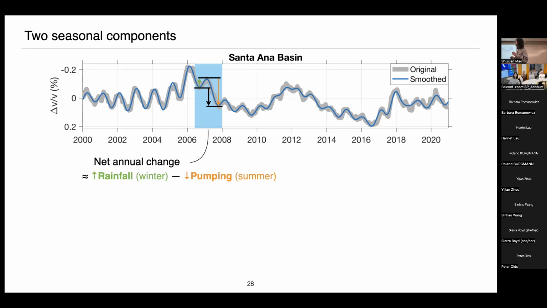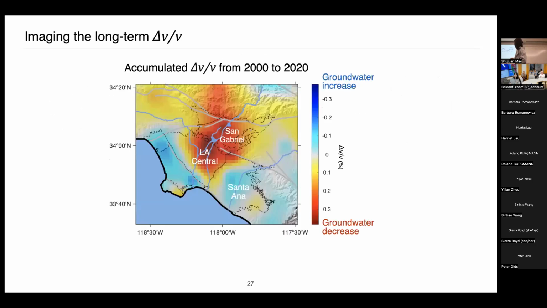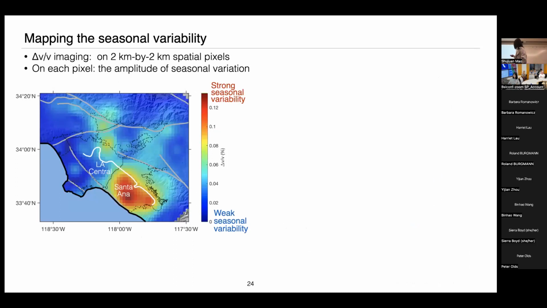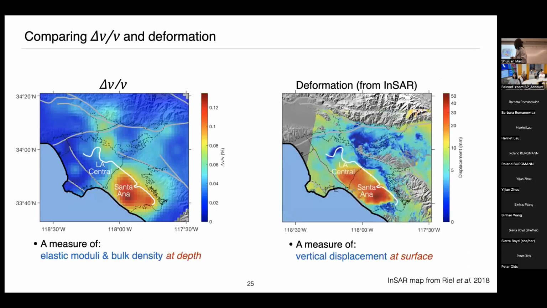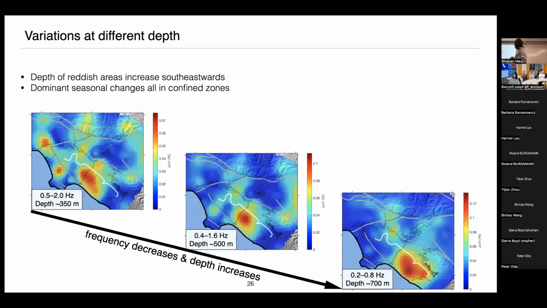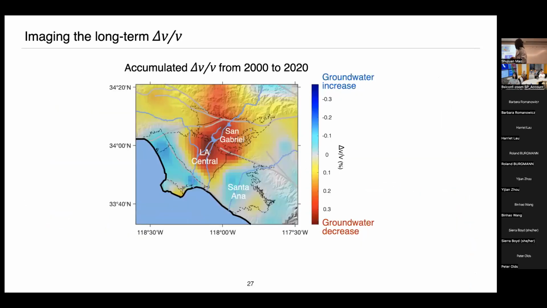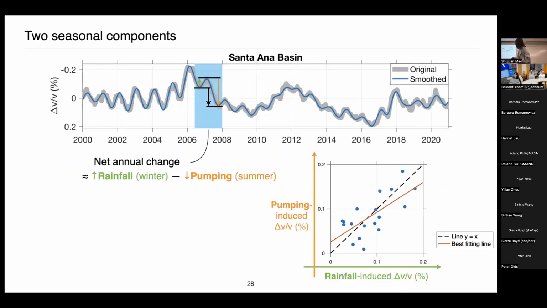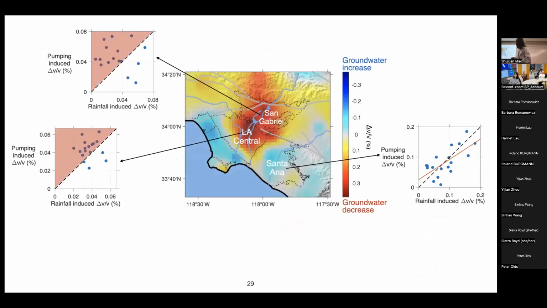So the accumulated change is the sum of these net annual changes over all these years. But if we separate these two seasonal factors, you can see this pattern. These two patterns are very different.